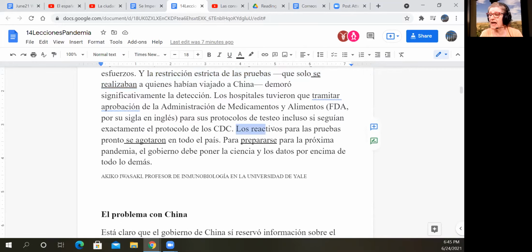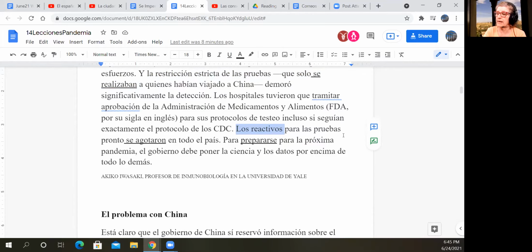And when they talk about reactivos here, they're talking about the reagents that were needed for the tests. And that's what reagents are, right? Sí, bien, sabes. Tú mejor que nosotros. You would know that better than we do. They cause a reaction, and whereas we call them reagents, the term in Spanish, the chemical term, is reactivos.